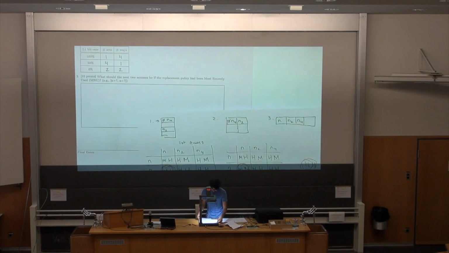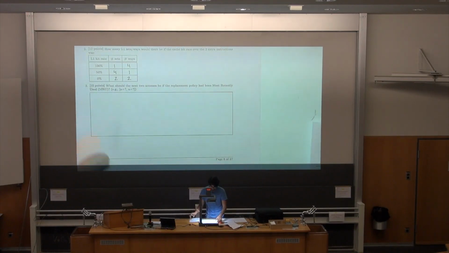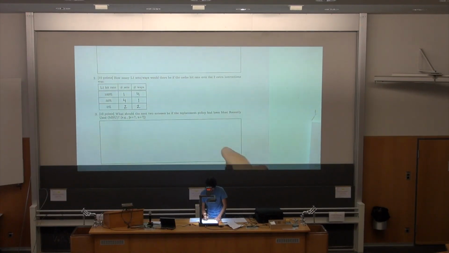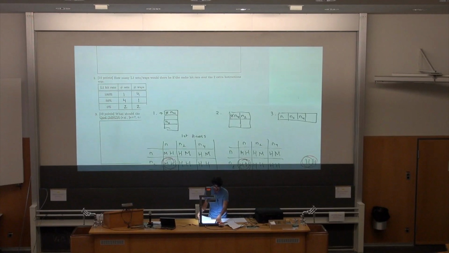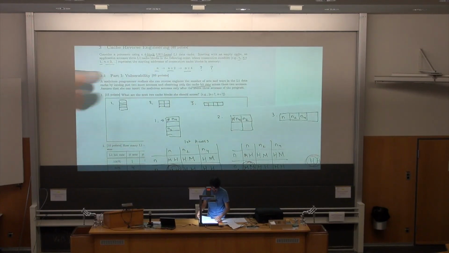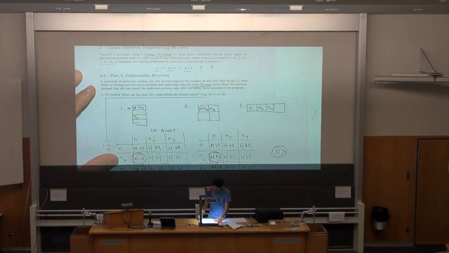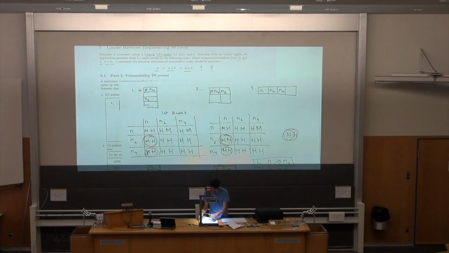So the third part of this question asks us, what should the 2 next accesses be if the replacement policy had been most recently used instead of LRU? Okay, so we're essentially doing the same thing we did for the first part, except we're changing the replacement policy. And so this is actually quite a bit easier than it might seem. We don't have to repeat this whole thing again.